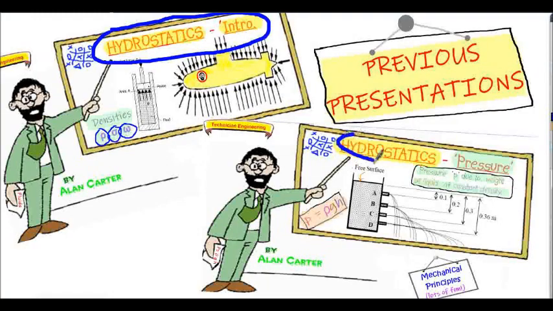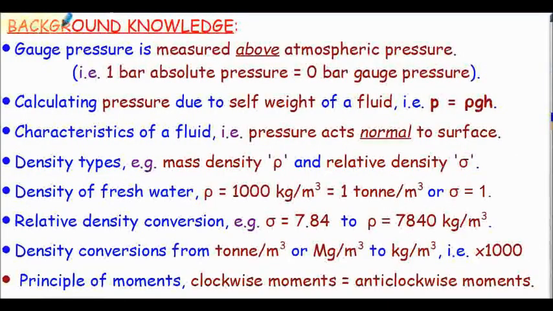The second hydrostatics presentation relates to calculating pressure due to self-weight of the fluid, in which we define the formula pressure P is equal to rho g h. Here's some specific background underpinning knowledge related to this presentation. You need to be aware of the term gauge pressure, which is measured above atmospheric pressure.